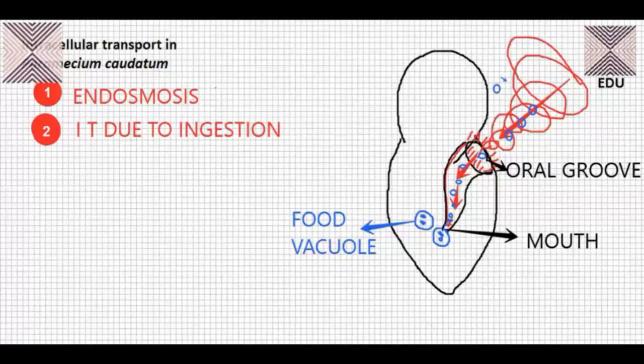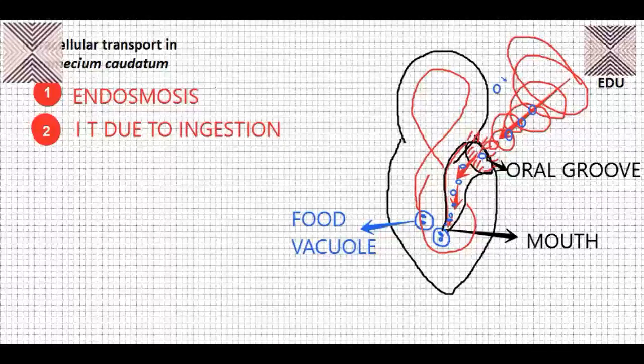Now how it moves is a typical path. It goes up, takes a turn, and comes back, and again it takes a turn, and that takes the shape of 8. In the shape of 8. So this is a very peculiar 8-shaped path of the food vacuoles.